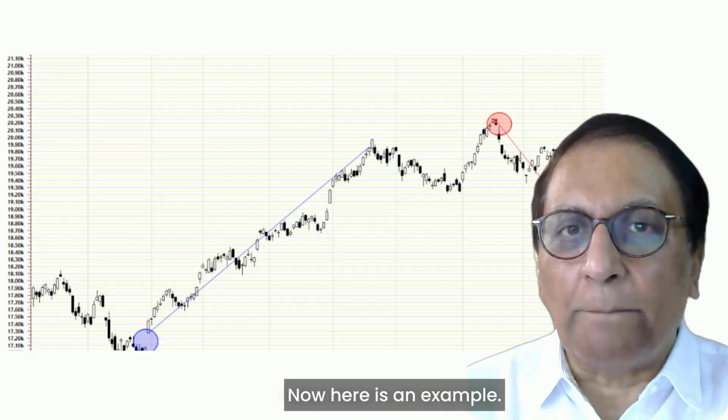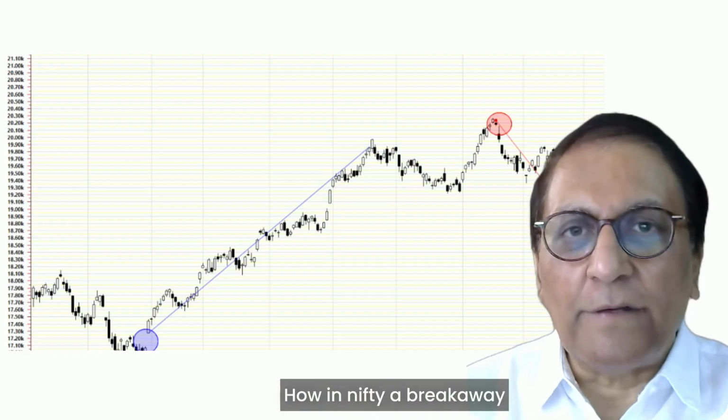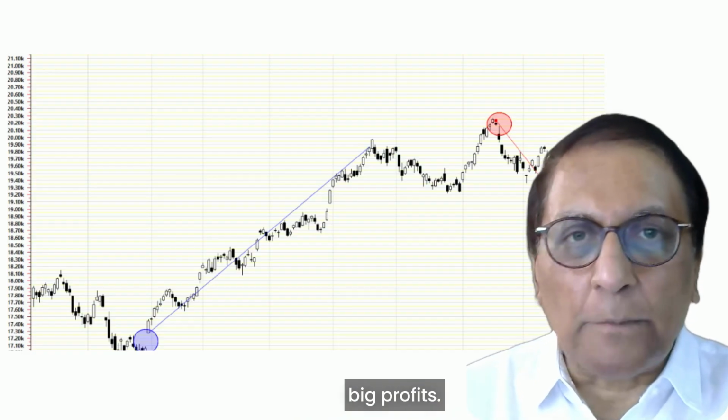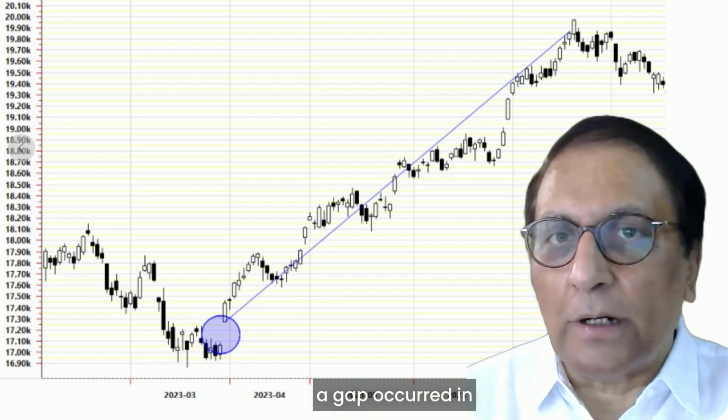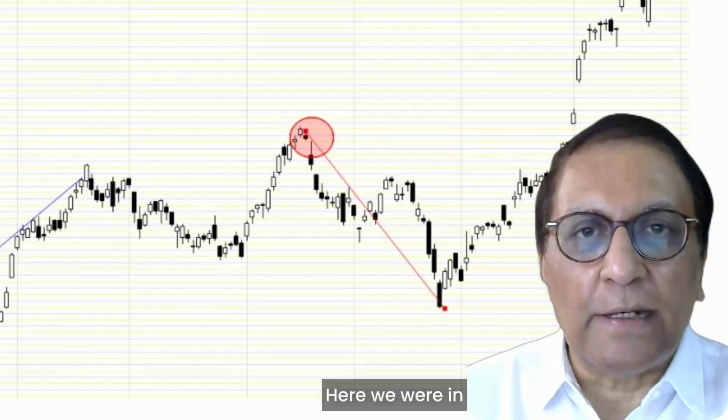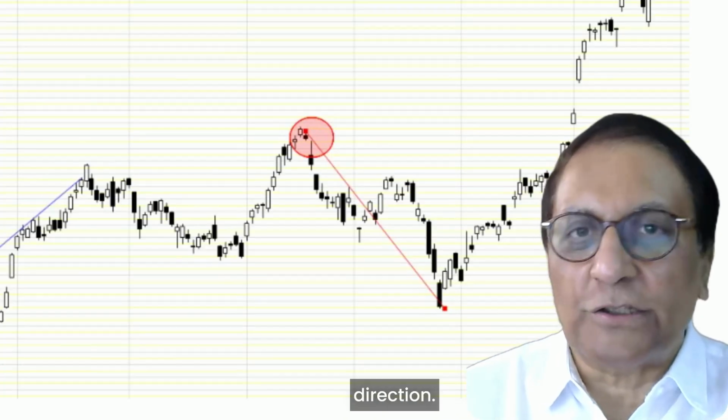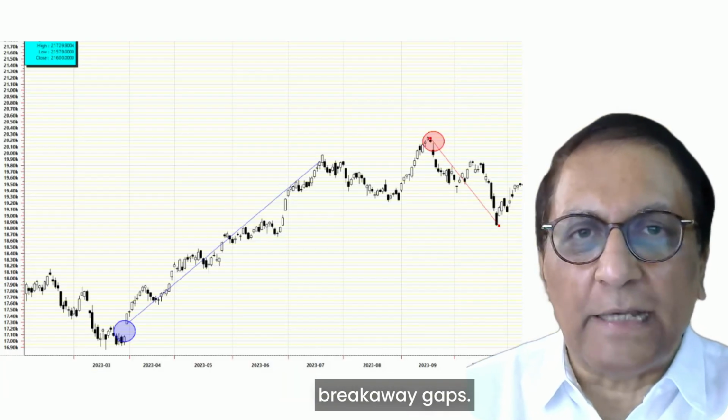Now, here is an example of how in Nifty, a breakaway gap could have given you big profits. Take a look at this gap. We were in a downtrend, a gap occurred in the opposite direction. Here we were in an uptrend, a gap occurred in the downward direction. Both of these are breakaway gaps.